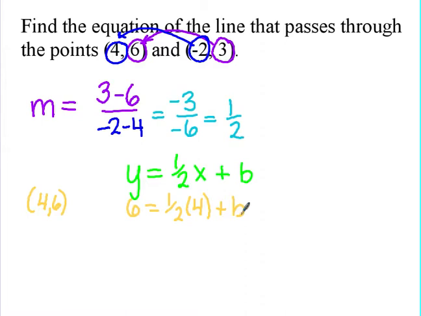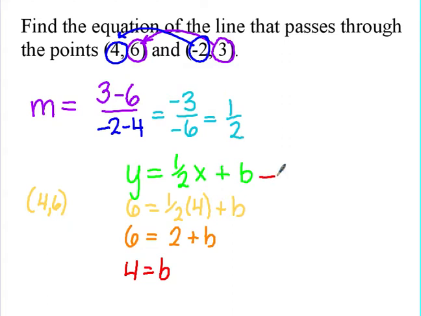Why did I do that? So I can solve for b. Okay, what's 1/2 times 4? 2. Okay, what does b equal now? 4. Now if you remember, it asked me for an equation. It didn't ask me for the y-intercept.